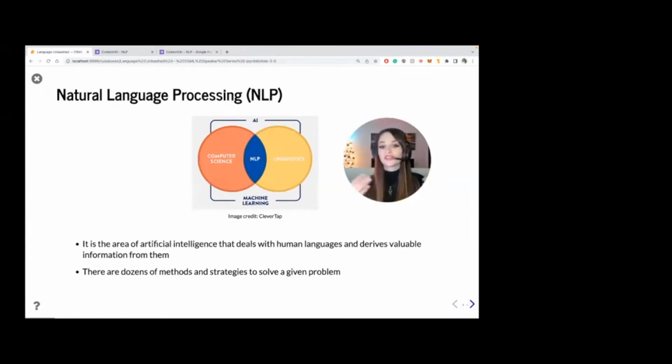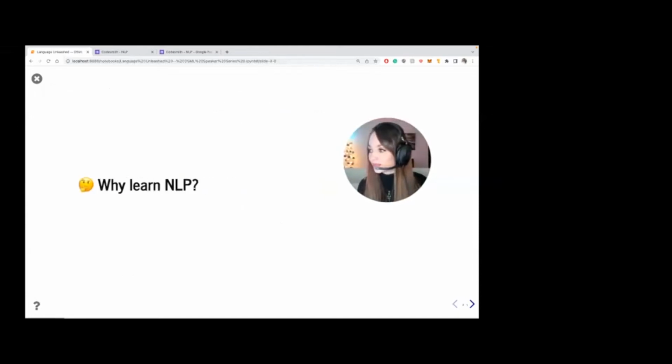And then natural language processing is the field within AI, artificial intelligence, that deals with human languages and derives valuable information from them. I do want to highlight that NLP is not a method or a technique. It's more like a field that has dozens of methods and strategies to solve any given problem that has text, that has natural language. That's where the name natural language processing comes from.